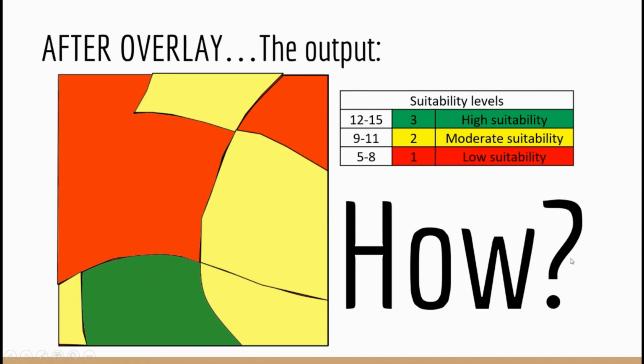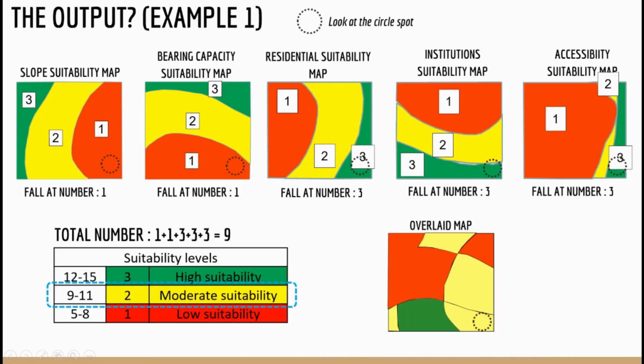But how did we actually get this overlay? How do we find this output? Okay, I'll give an example. Let's look at the output example 1. How can we get the output of the overlay map in this part? Let's look at the first one, the circle spot. The first one, the circle spot on the slope suitability map falls at number 1, which is low suitability.